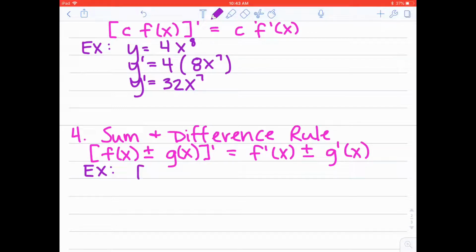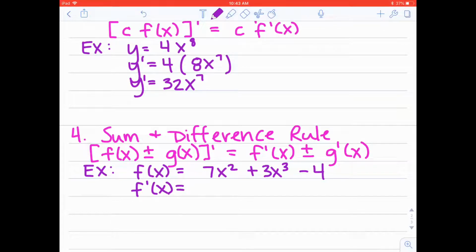If we have f of x equals 7x squared plus 3x to the 3rd minus 4. Now you could think of that as one polynomial function described as f of x, or you could think of it as g of x, h of x, j of x, like 3 different functions that are being added or subtracted together. So what that rule is saying is just take the individual pieces and do the derivative of each one separately.